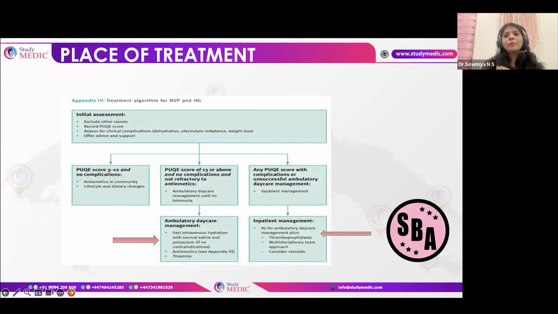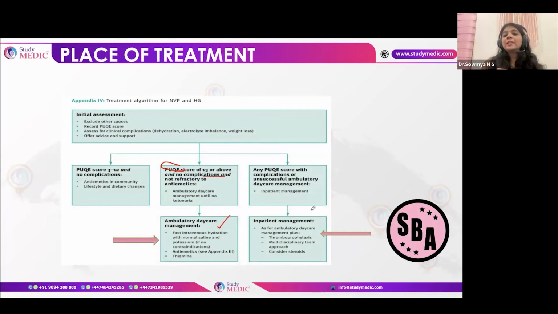Hyperemesis. One of the very commonly seen things, you have to remember, you will be assessing from the PUQE score. The maximum is around 24. So you will be doing ambulatory care if they are okay, that is a score of 13 or above, but no complications. You can give hydration, antiemetics, and thiamine.